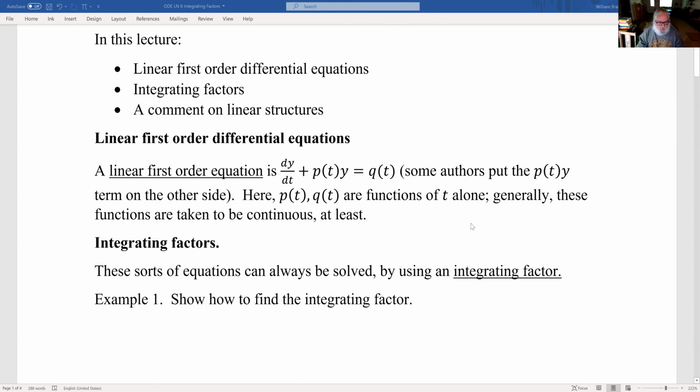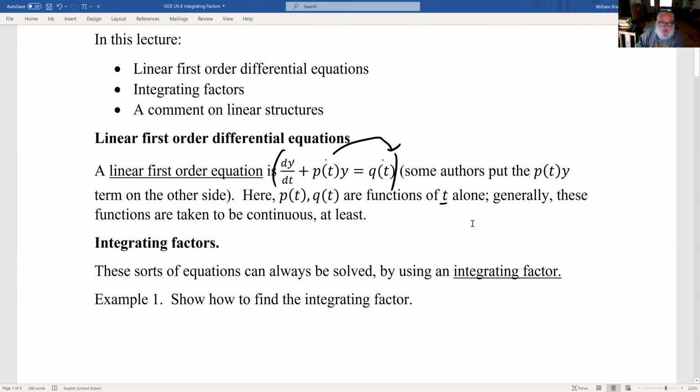So a first order linear differential equation is one that looks like this. y is the unknown function that we're looking for. P and Q are some functions of t alone, and usually we can take those to be continuous. Sometimes people will put this on the other side. You have to be a little bit careful about which side the P of t y is.